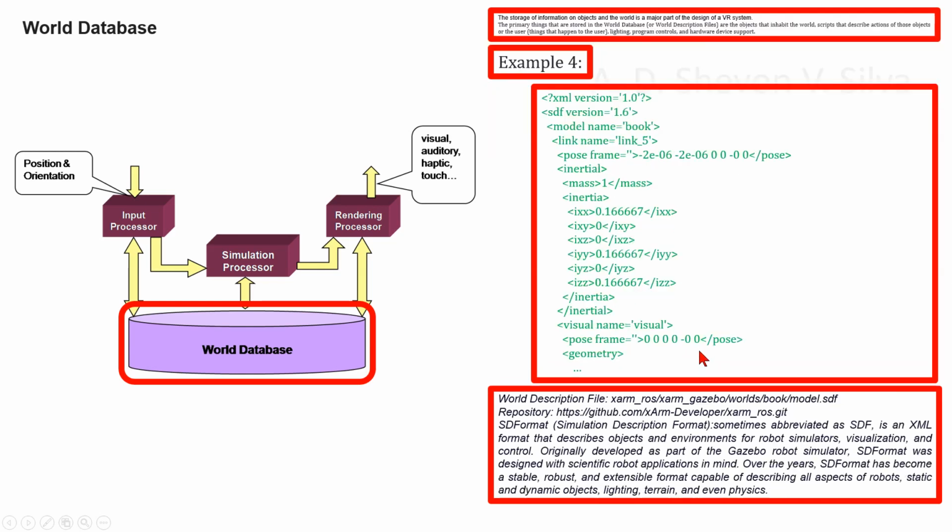As an example 4, we can consider this world description file, xarm_ros/xarm_gazebo/worlds/book/model.sdf, in the repository https://github.com/xarm-developer/xarm_ros.git. Here you can see the SDF format, simulation description format, sometimes abbreviated as SDF, is an XML format that describes objects and environments for robot simulators, visualization, and control.